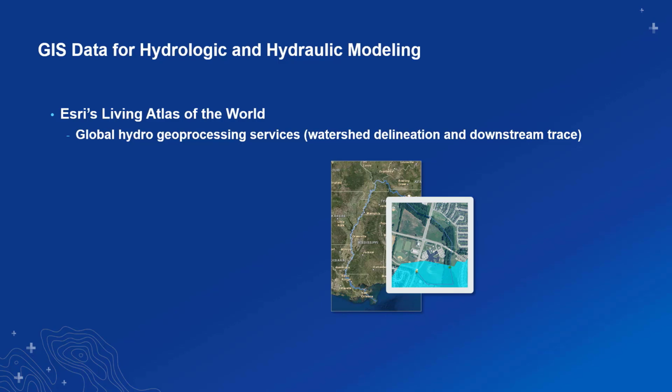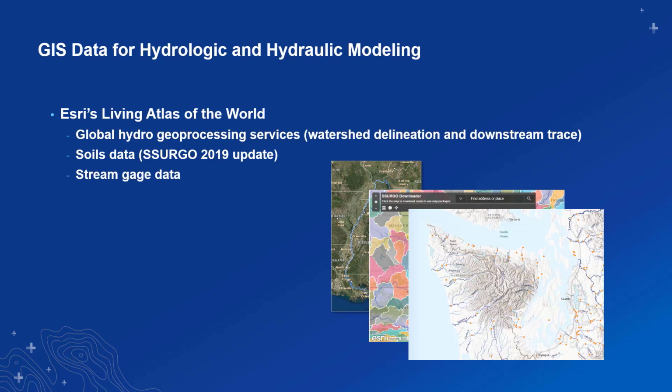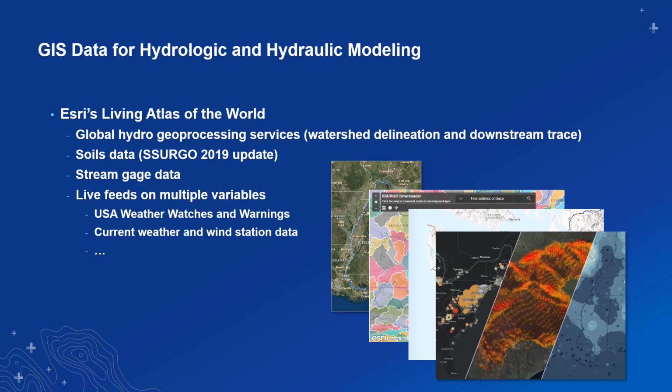Living Atlas hosts many data. Like global hydro geoprocessing services we looked at and used in the demo. Soils data, you can get hydrologic soils group that might be useful in your hydrologic modeling. Stream gauge data. There are over 25,000 stations updated hourly, mostly in US, but also in several other countries across the world. And live feeds on many interesting variables that are updated on a continuous basis.